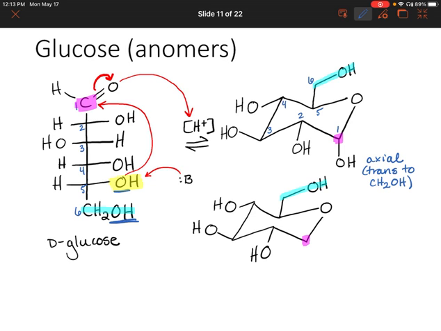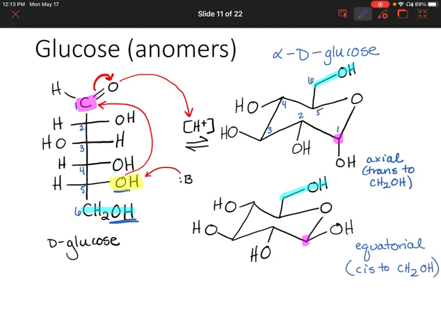In the molecule down below, let's say the OH group decided to go in the equatorial position for whatever reason. Then this would be equatorial, and it's cis to CH2OH. That's highlighted in blue up above. Okay, so if the OH group is axial or trans to CH2OH, this would be called alpha D glucose. If it is equatorial or cis to CH2OH, then this would be called beta D glucose.